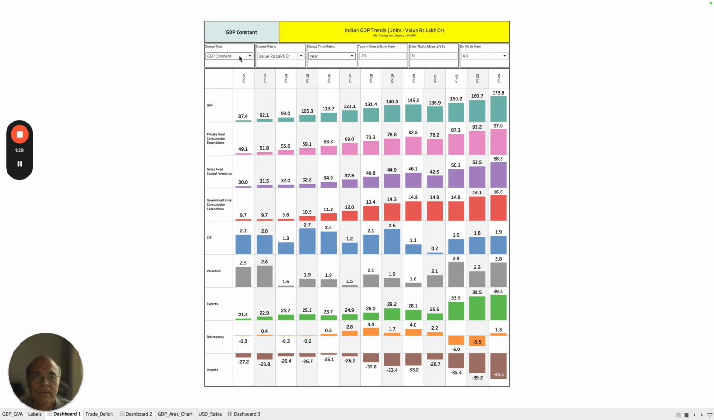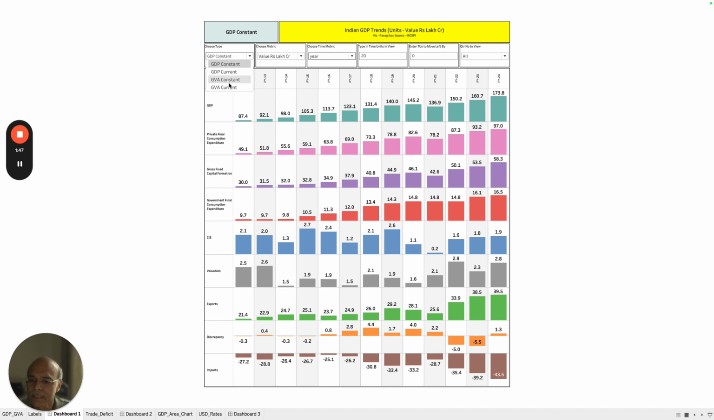Now, as I always do, I have a menu-driven dashboard. So by driving this menu down below, you can choose between the various dimensions. GDP constant means GDP at 2011-12 prices. GDP current means the nominal GDP, which is based on current prices.